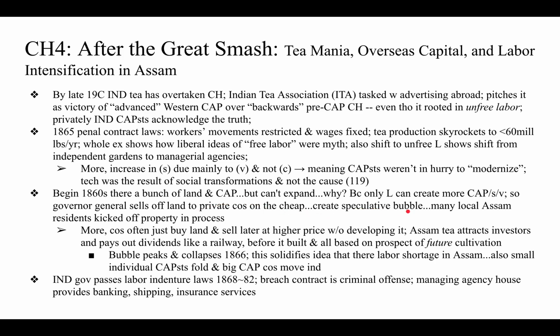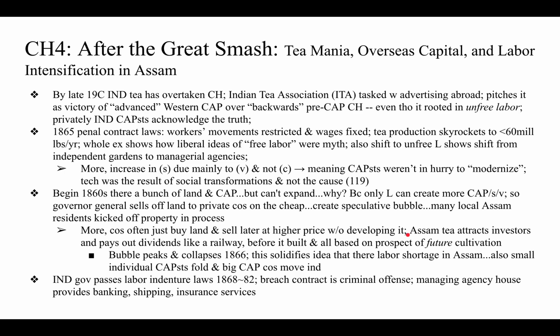This created a speculative bubble, and many local Assam residents were kicked off their property in the process, another form of primitive accumulation. Moreover, companies often just bought land and then sold it later at a higher price without developing it.